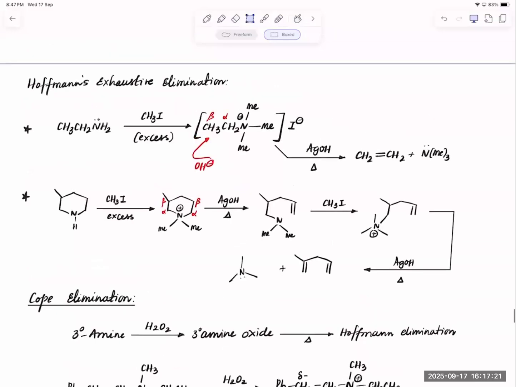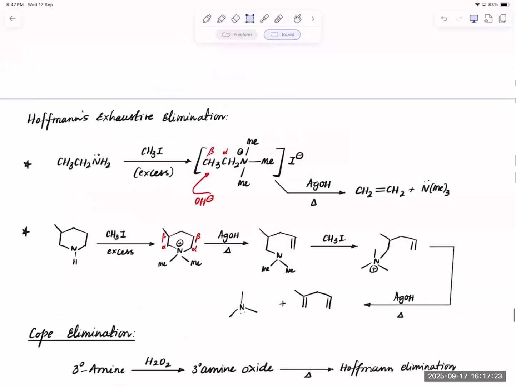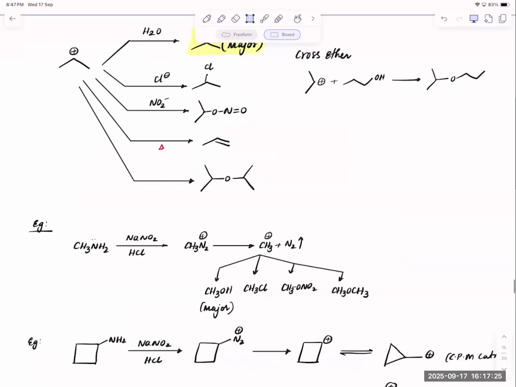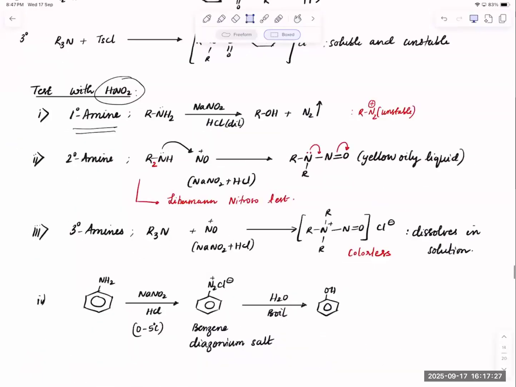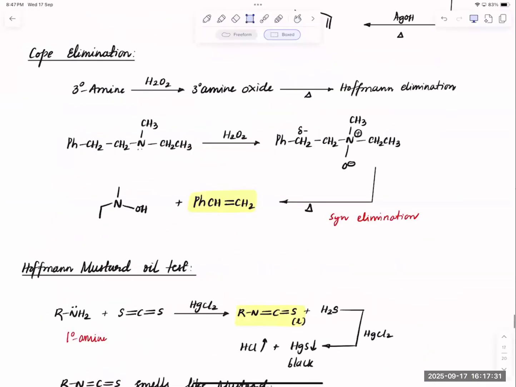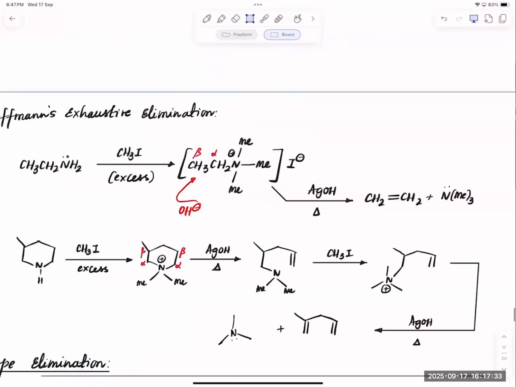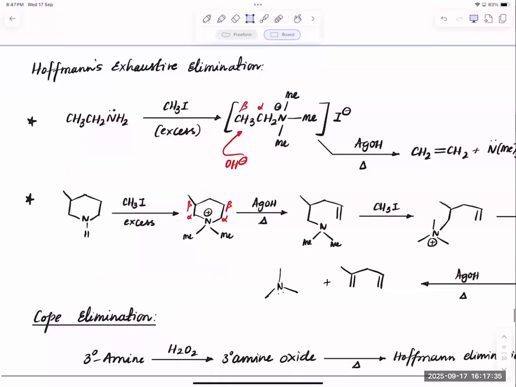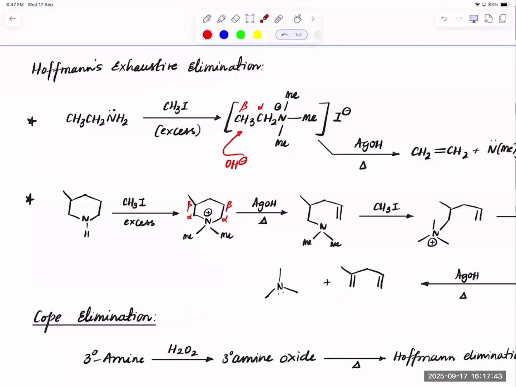Let me next check out the reaction which is Hoffman exhaustive elimination. We have done this reaction beforehand. Exhaustive elimination, as in you start pushing a lot of methyl groups towards the nitrogen so that it gets a positive charge. And once it gets a positive charge on it, you can perform an elimination.